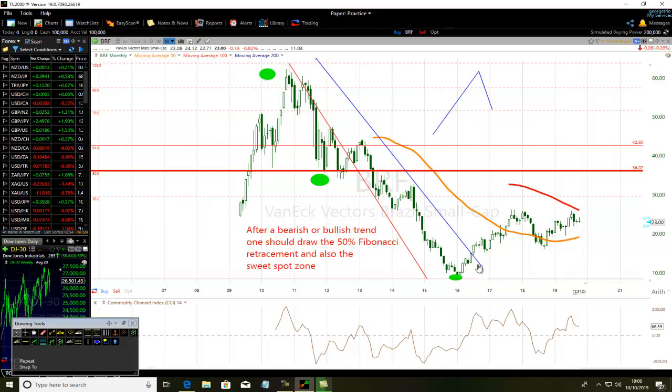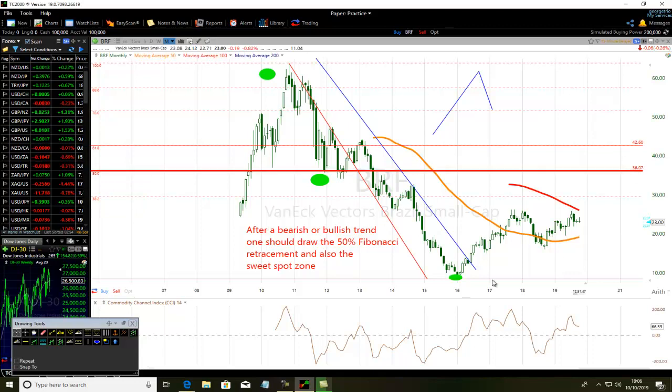Okay, that's the confirmation that the bearish momentum is diminishing because it's out of the bearish. The first thing that one should do after a bearish trend or a bullish trend is completed, after the price has exited the channel, is to draw what? 50% Fibonacci retracement. That's the red line here.